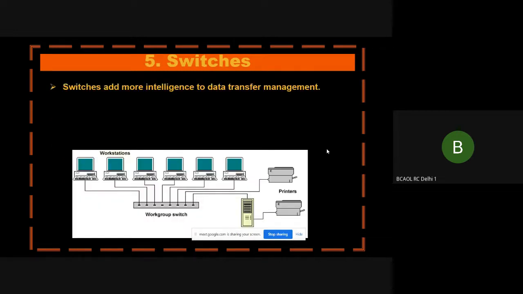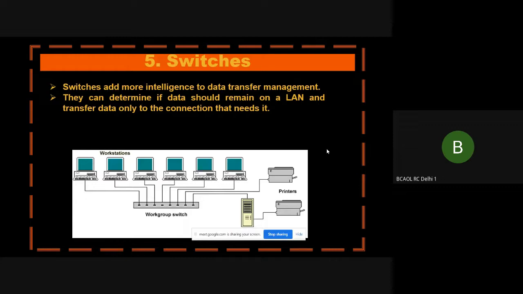Then you have a switch. Now switches add more intelligence to data transfer management, right? They can determine if data should remain on a LAN and transfer data only to the connection that needs it. So basically, like a hub also has a number of connections where you can connect your PCs. But what is the difference between a hub and a switch? First and foremost, switches are intelligent for data transfer, and they will determine which connection requires data transfer. Only for that they will allow. In hubs, if you want to transfer some data to a particular computer, the data will go to all the hosts or all the nodes, and the intended node will take that data. Do you understand? In a hub.